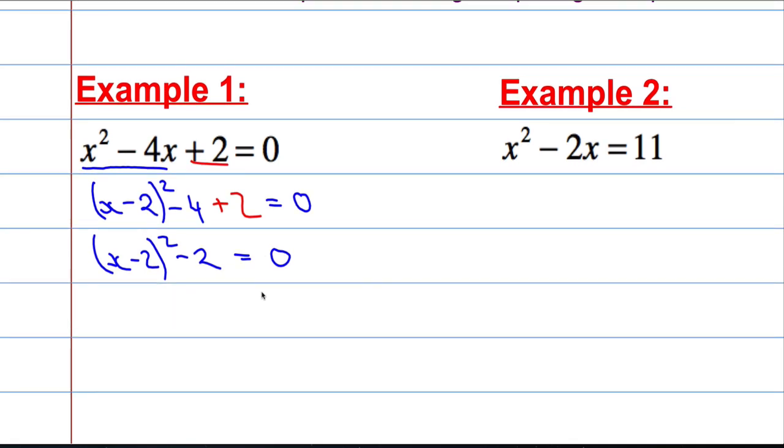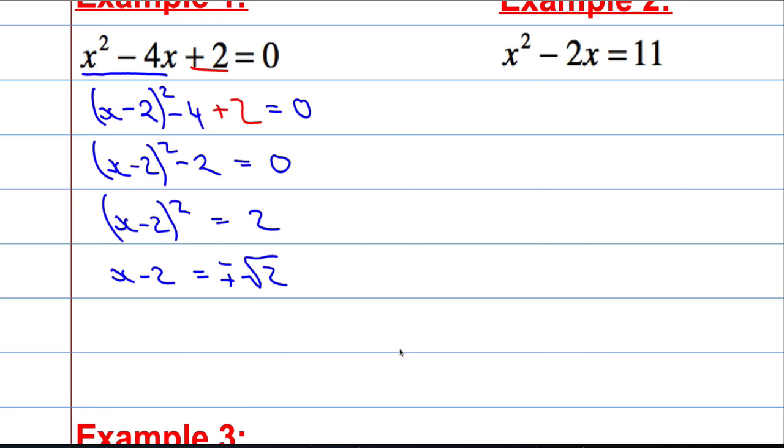So the next stage is to solve this. So I'm going to add 2 to both sides. So we get (x minus 2) all squared equals 2. And then the next stage is to take the square root of both sides. We get x minus 2 equals the square root of 2. Now remember, when we take the square root of this, we actually end up with both a positive and a negative answer.